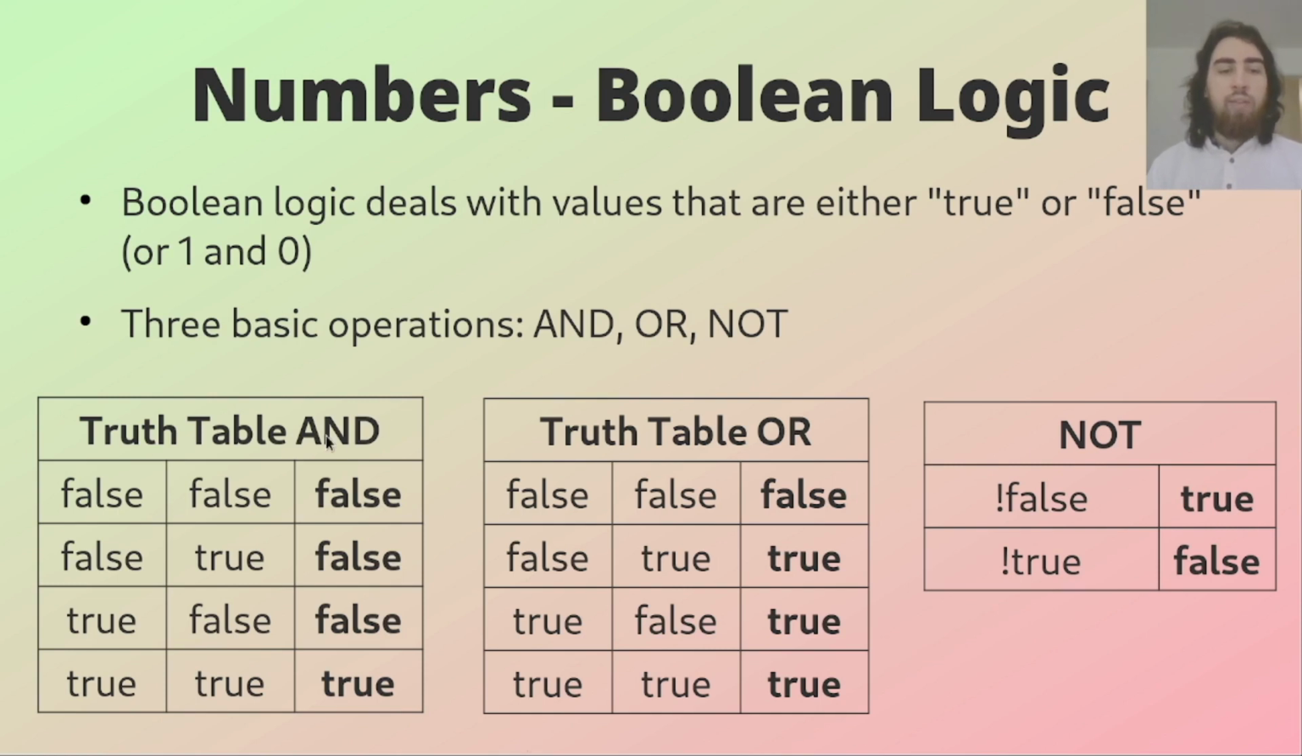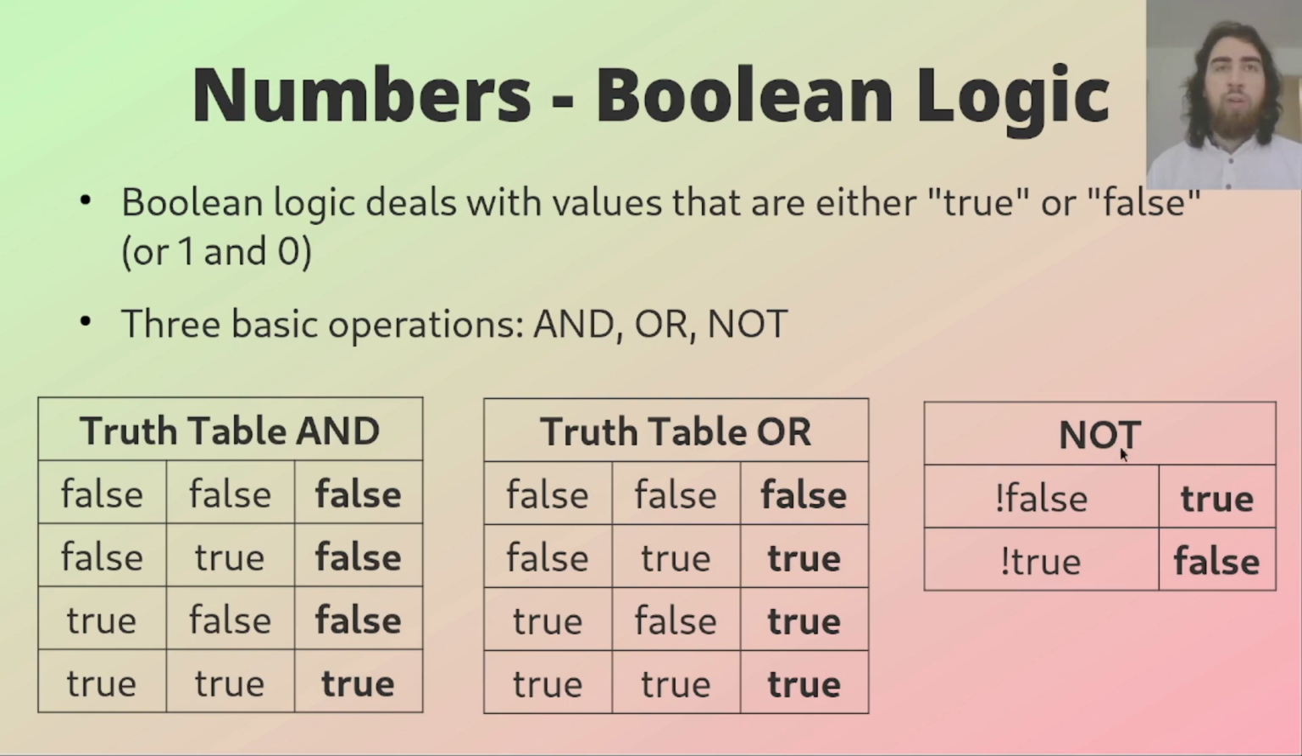So let's see the AND operator. Now the AND operator takes two inputs and produces one output. Now the only time it outputs true is when both of the inputs are true. Otherwise it will always return false. In an OR operation, if either one of the inputs is true or both of the inputs are true, then it will output true. If both of the inputs are false, then it will output false.